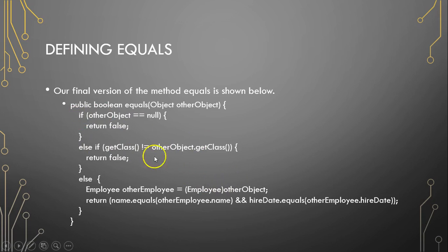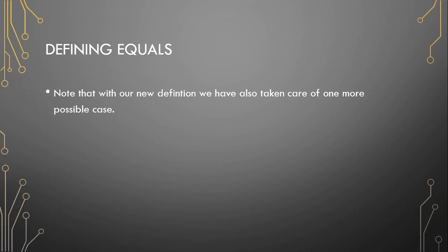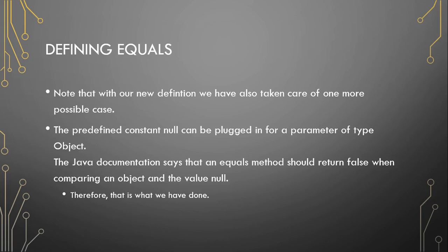If you don't recall, this makes sure that the object is not null, and checks whether the two objects are of the same class. In either of these cases, it will return false, which means the Boolean will say false, because it's just true or false. Here, it will return true. With that new definition, we've also taken care of one more possible case. The predefined constant null can be plugged in for a parameter of type Object. The Java documentation says an equals method should return false when you're comparing an object and the value null. Therefore, that is what we have done in this example code.